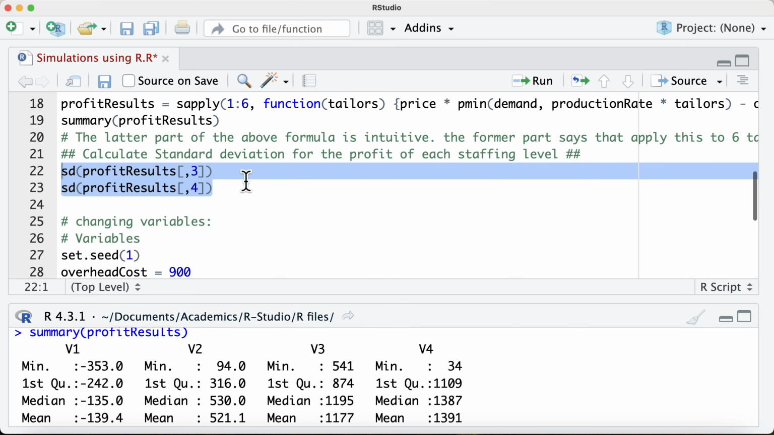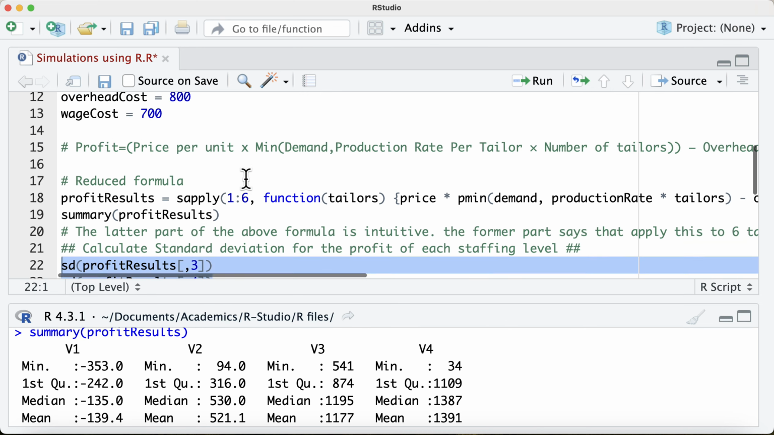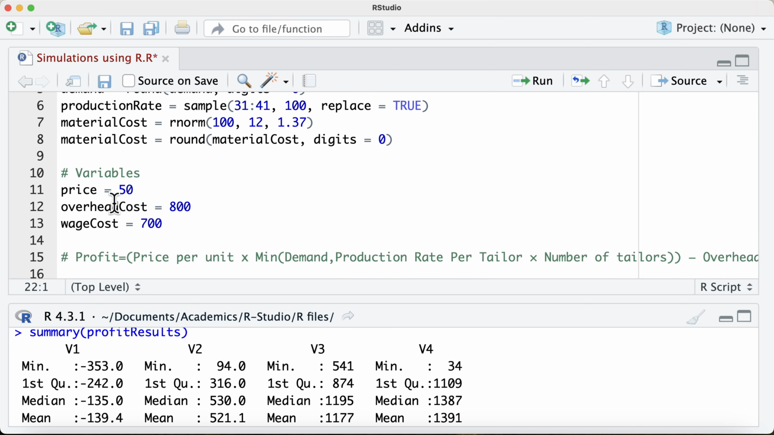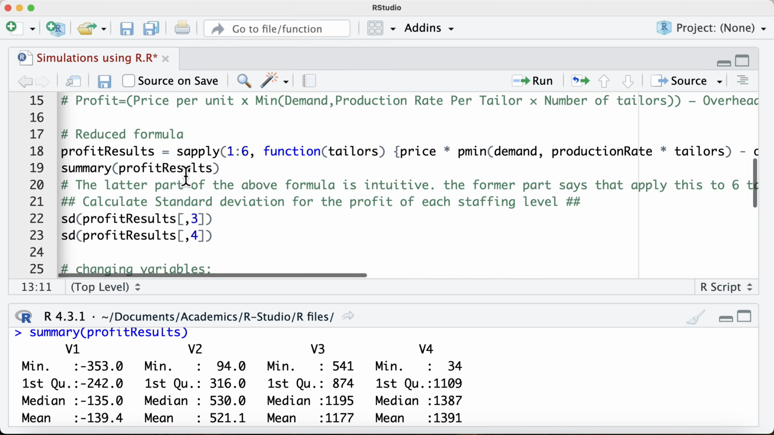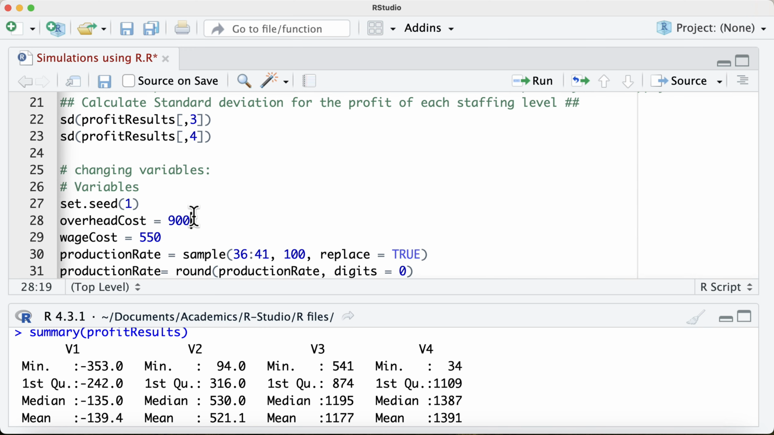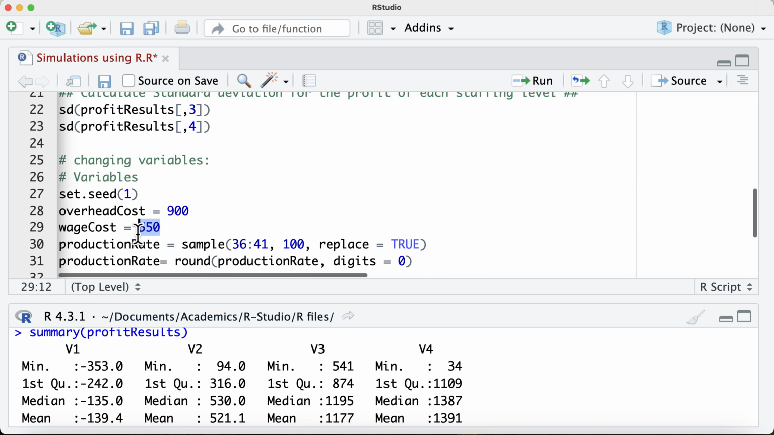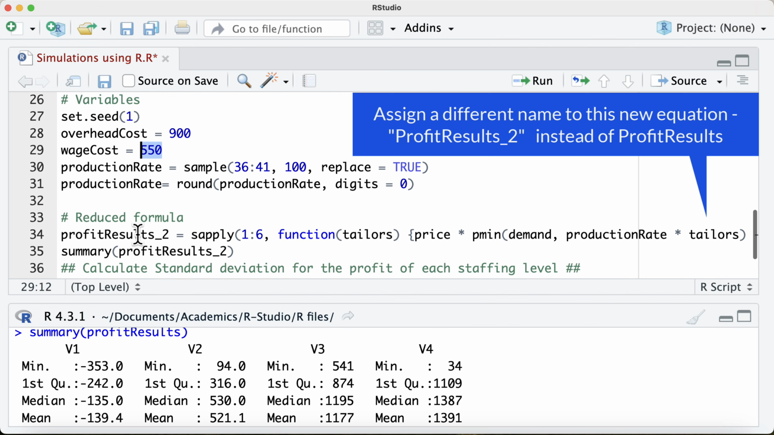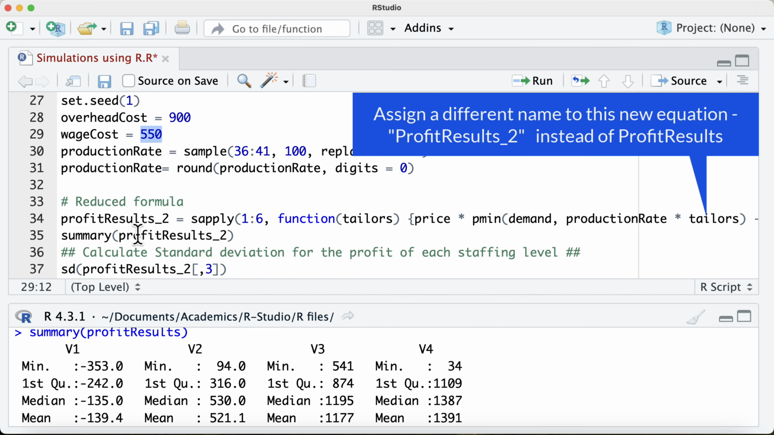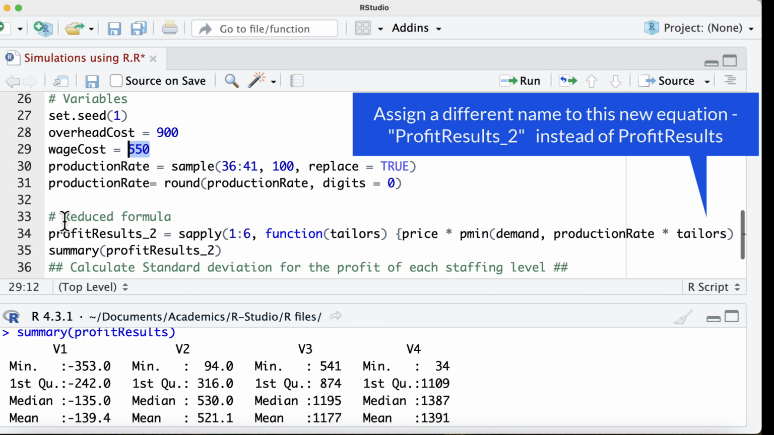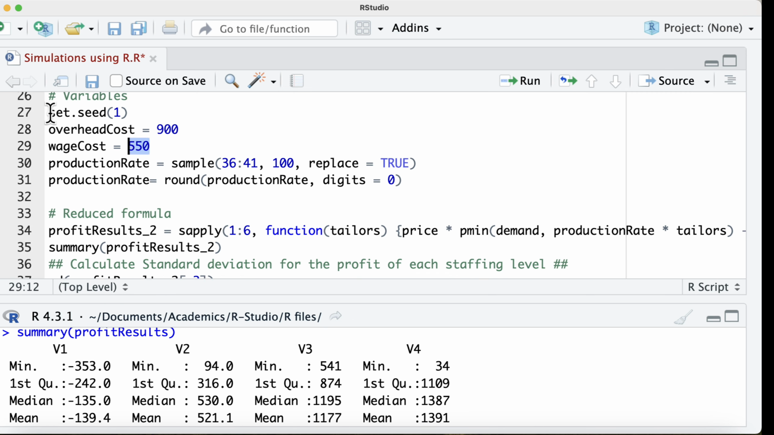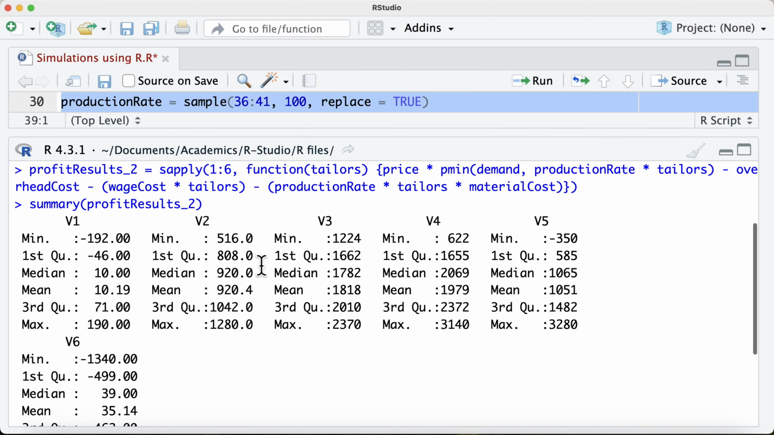Now the next part is where we change some of these values. For example, over here we have an overhead cost of $800 and a wage cost of $700. Now if we change these 2 variables, making overhead cost 900 and wage cost 550, with the price and everything else remaining the same, and we want to determine what would happen in this scenario, let me run this command. As you can see, the formula remains essentially the same. If I run this command, it gives us this answer.